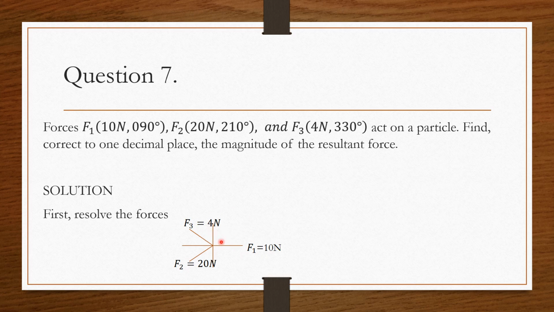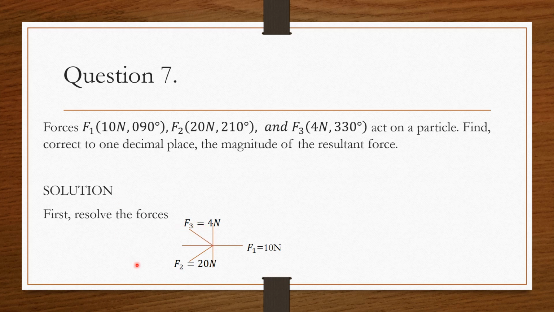So here we have our 90 degrees and we have our F1, 10 Newton, and then for 210, from here to here is 180. So if we add 30 from this quadrant, we have our 210, and that is our F2. So for 330 degrees, from here to here is 270, so we need to add 60 to it, okay, so that we get 330. So we added, and on this quadrant we have our 330 for F3.